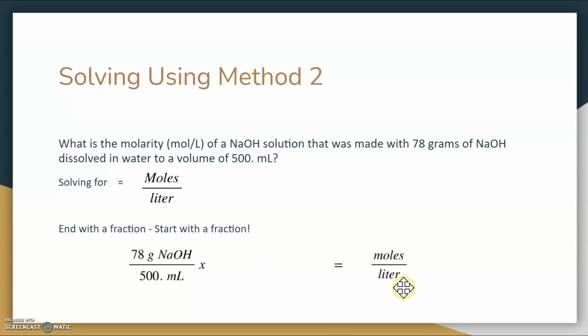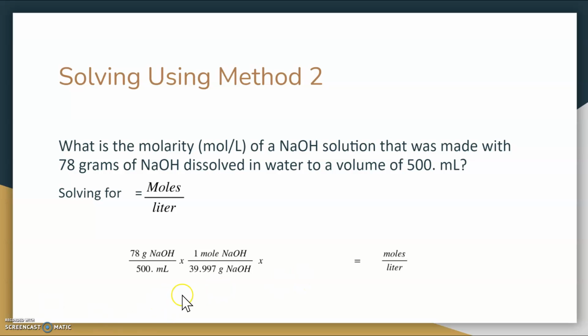So here we have it, step 1 of unit analysis. I'm looking for moles per liter, and I'm going to solve it as one problem. I'm starting now with a fraction. I'm going to put the 78 grams over the 500 milliliters. Now what do I do? Well, I have to change grams to moles, and then I have to change milliliters to liters.